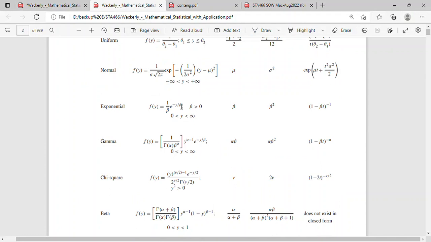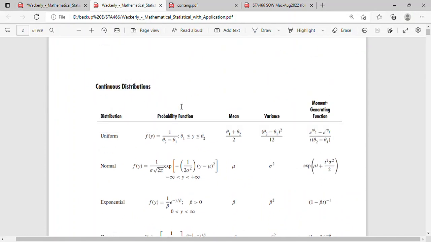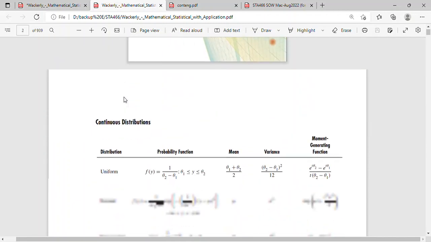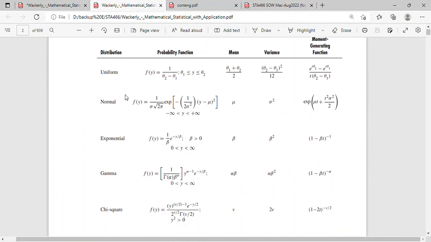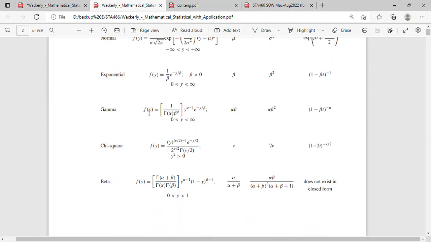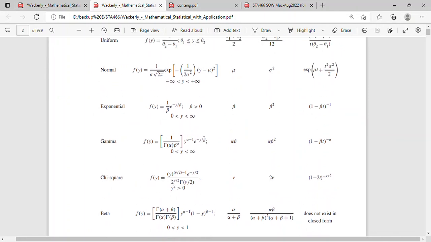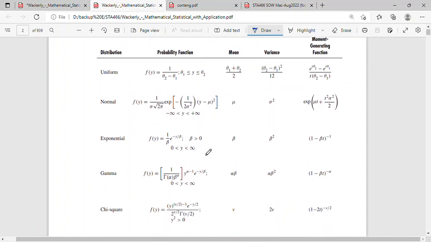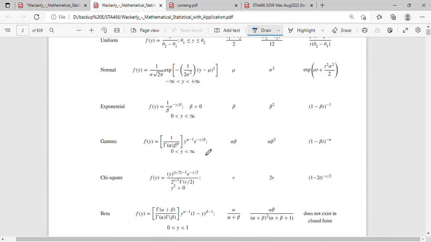Kalau you tengok dalam early page of your textbook, kat sini ada distribution, all the distribution yang you perlu hafal. Okay, you perlu hafal yang ni. So one of that adalah gamma dekat sini. Okay, so gamma ni yang you sebelum ni dah hafal dah formula gamma kan. Okay, so another thing yang you perlu hafal adalah mean, variance dan juga dia punya MGF.